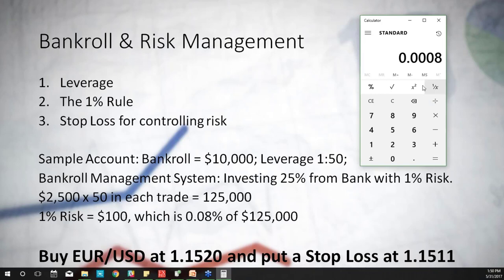And here it is, 0.008. And this is not a percentage, this is the number before turning it into a percentage. To turn this number into a percentage, you need to multiply it by 100, getting a result of 0.08% of $125,000. This means that if you enter at 1.1520, you need to put your stop loss at 1.1511. I hope you're now getting it. If you're not understanding something, feel free to ask at any time, and I would love to explain further.